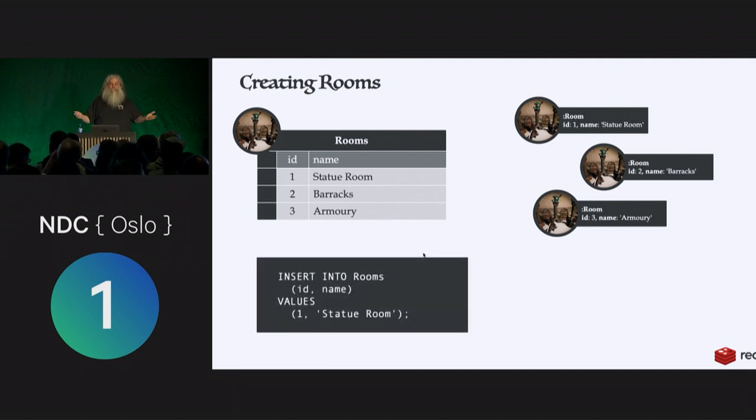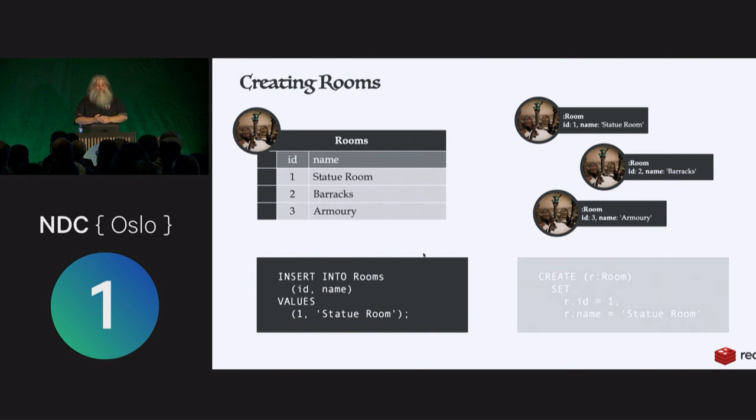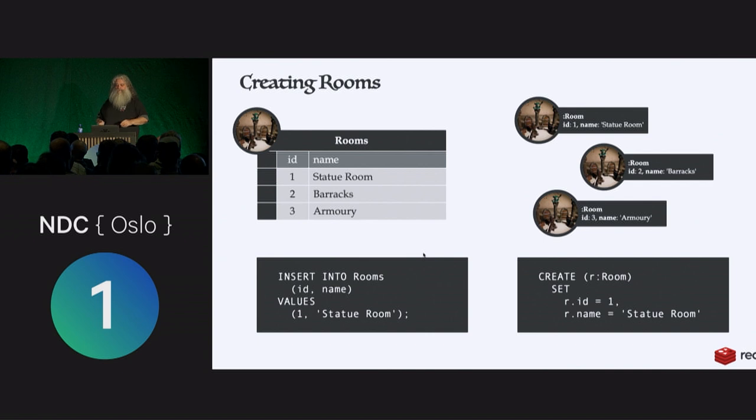So if we want to insert into a room, we need to have a room table created already. We're assuming we have a room table, and we say insert into room with our field names and then the values for those fields. To do it with Cypher, we call create, and we give it a pattern. This pattern defines that node. So we're saying create a node with a label of room, assign it the variable r for our use later.